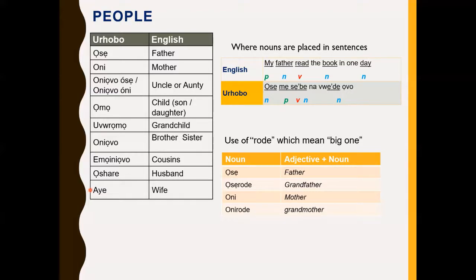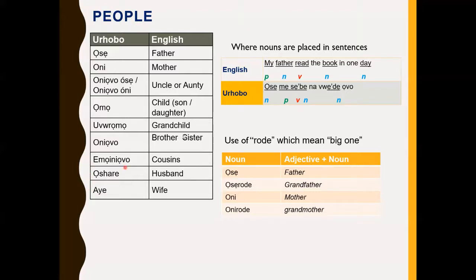These are some examples we want you to keep practicing. I'm going to read out the Urhobo, so if you listen carefully, maybe try to repeat after me. Ose, oni, onyovose, onyovoni, omo, urhobo, onyovo, imoinyovo, oshari, aye.